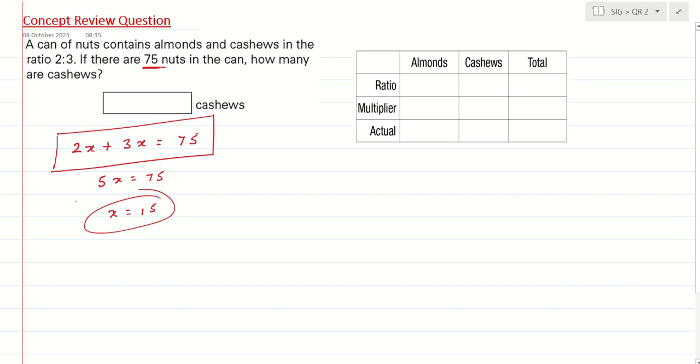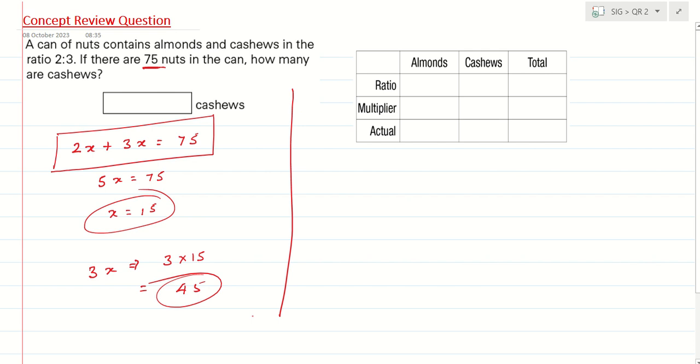What is the question? How many cashews are there? Cashews, how many parts? 3x, no? So I can multiply 3 into 15 and get the answer. How much do you get? 45. This is one approach to solving it, the methodical approach, right?